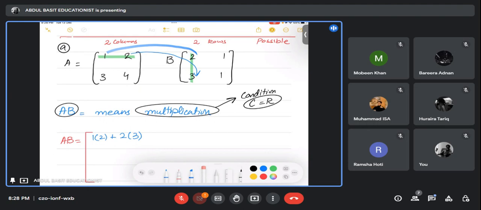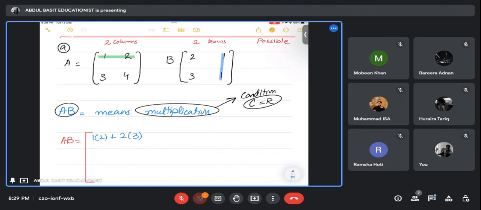So let me just erase these things. Because I need to select another one now. Okay, now I'm not over with the first row yet because the second column is still left. So multiply with the second column.